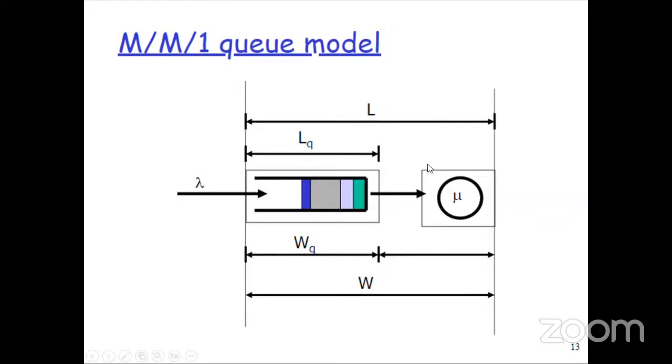What is the difference? See, you are arriving. You're standing in a queue. You got the time to get service. After completing your service, you'll come out of it. So from beginning to the end, totally is L and W. Within a queue is LQ and WQ. That is the difference here.